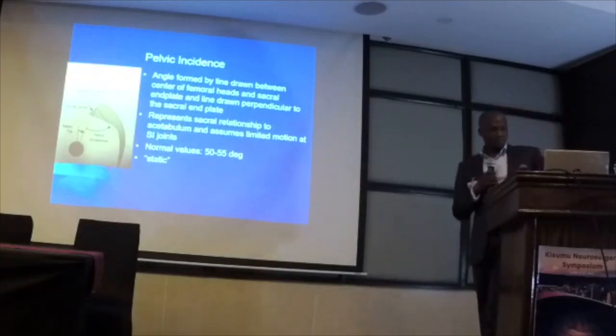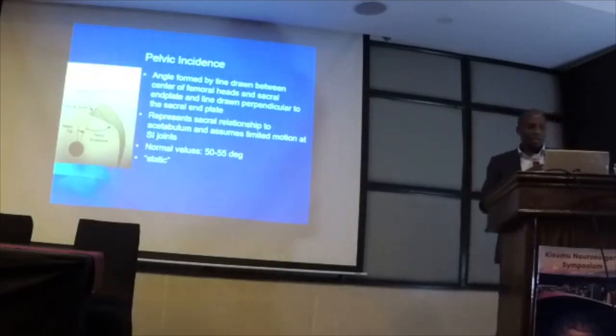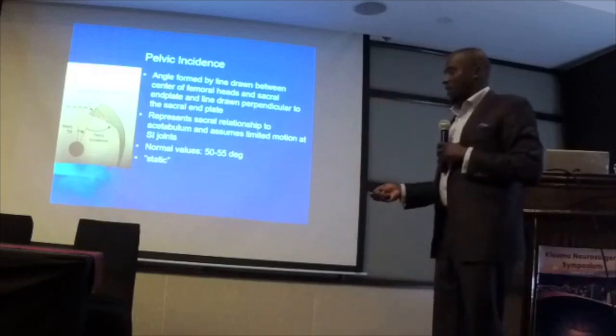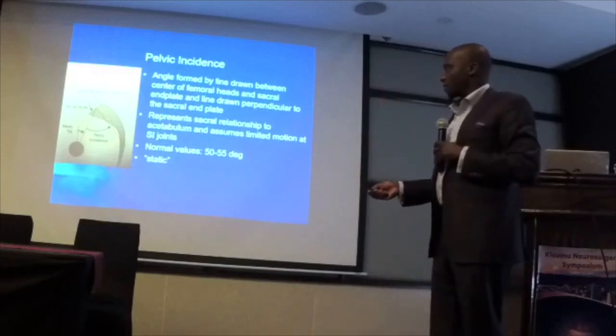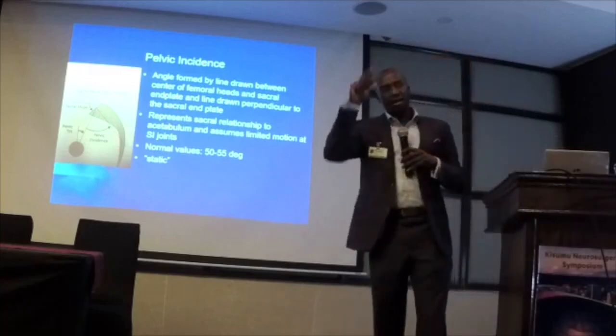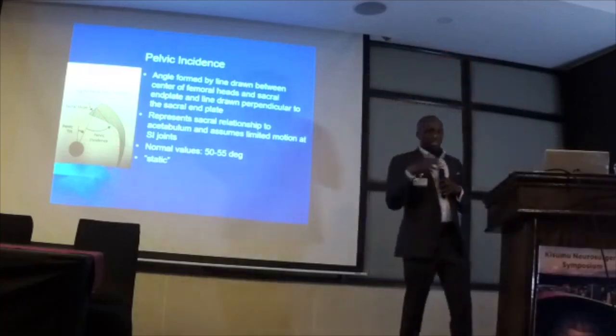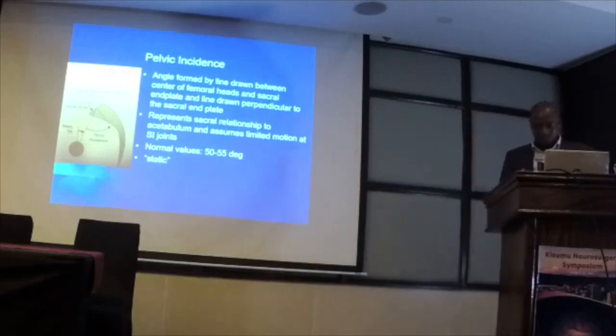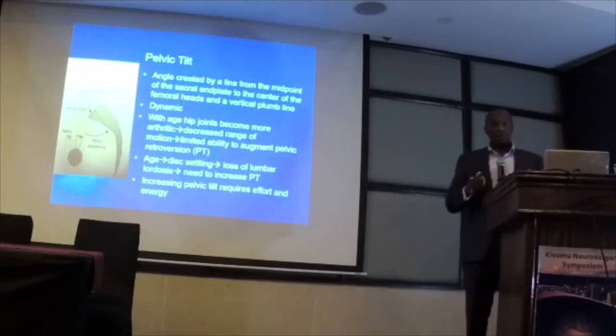The pelvic incidence. It's an angle formed by a line drawn between the center of the femoral heads and the sacral end plate, and a line that's perpendicular to the sacral end plate. This represents the sacral relationship to the acetabulum, assuming minimal motion at the SI joints. So you can see this angle right here. That is the pelvic incidence. And we call it static, but you can see that sometimes with surgery you can have some minimal changes in that pelvic incidence.